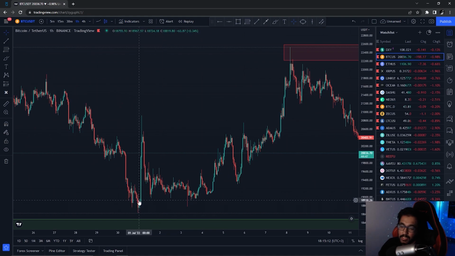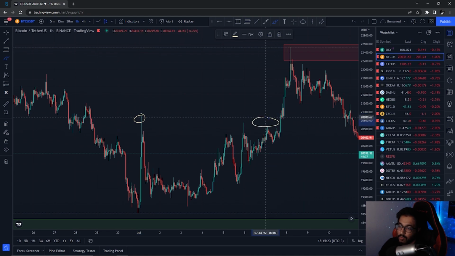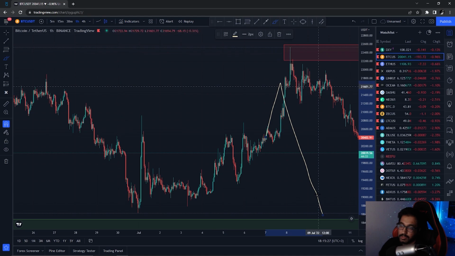So would I have taken a trade over here? Absolutely. But I would have entered here, and then I would have gotten out over here whenever the market was about to reach this highest point, because I wouldn't be sure if the market is going to continue higher or reverse from here.